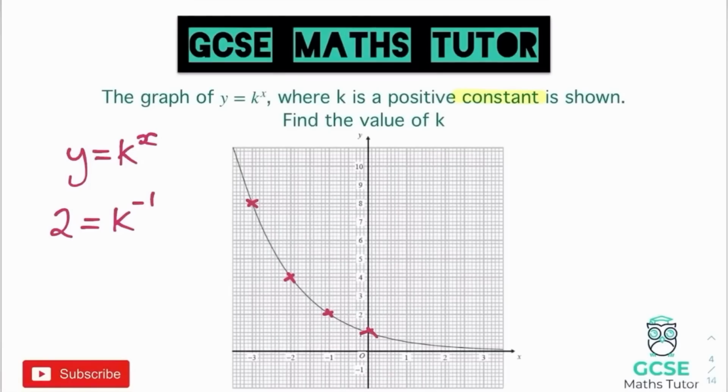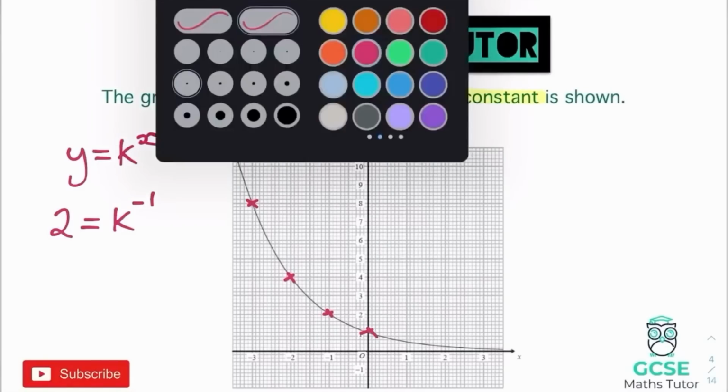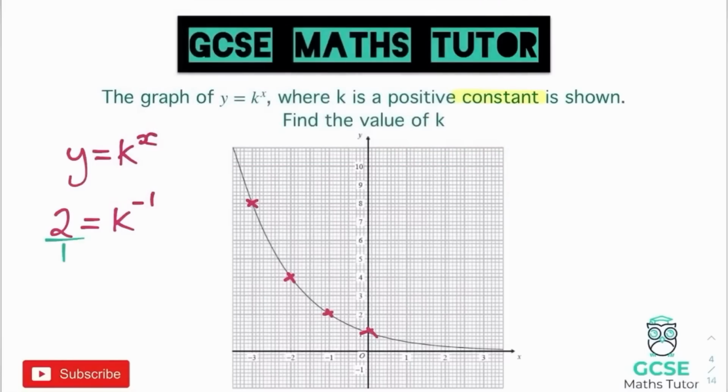We know that a negative power does the reciprocal. Now at the moment, 2 is 2 over 1 if we were to write that as a fraction. It always looks a bit weird writing it as 2 over 1, but it just helps to visualise that reciprocal.